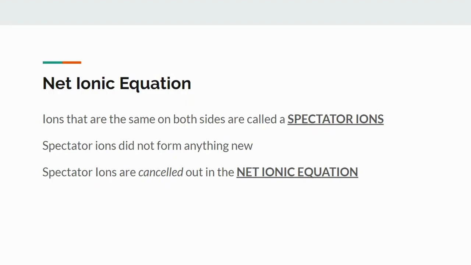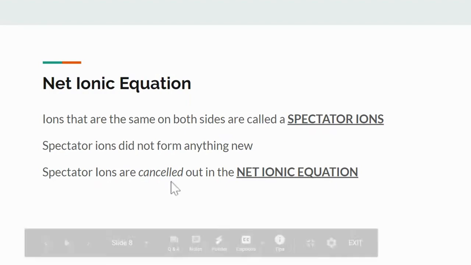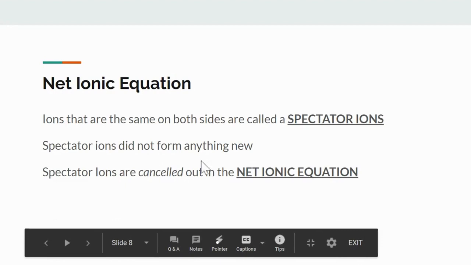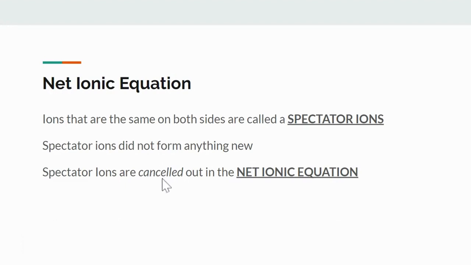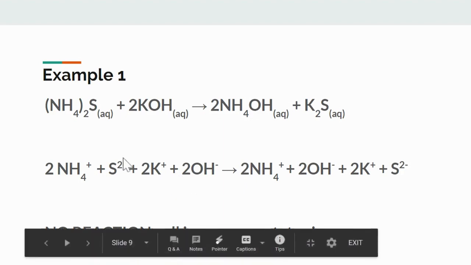In order for a chemical reaction to take place, something new has to be formed. If you start with something and you end with the same thing, then that's not a new substance. So we call them spectator ions because they just spectate. They don't do anything. In a net ionic equation, here's the big key. If you can identify a spectator ion, you cancel it out. Like you get rid of it. You just cross it out, and then you rewrite the equation with whatever is left. So let's look at one of those.